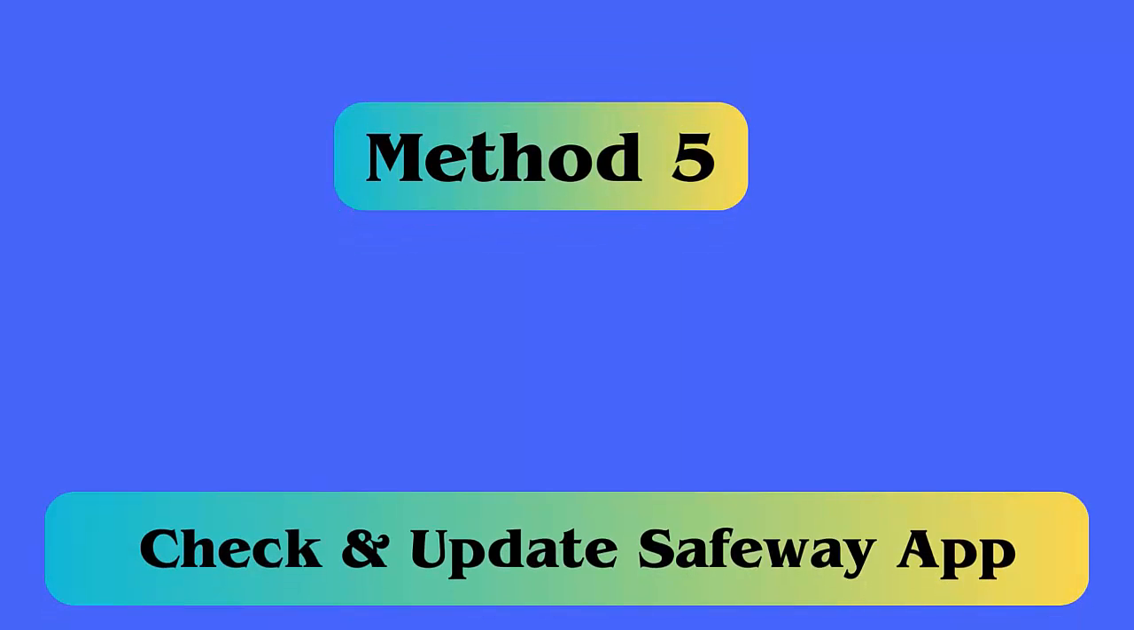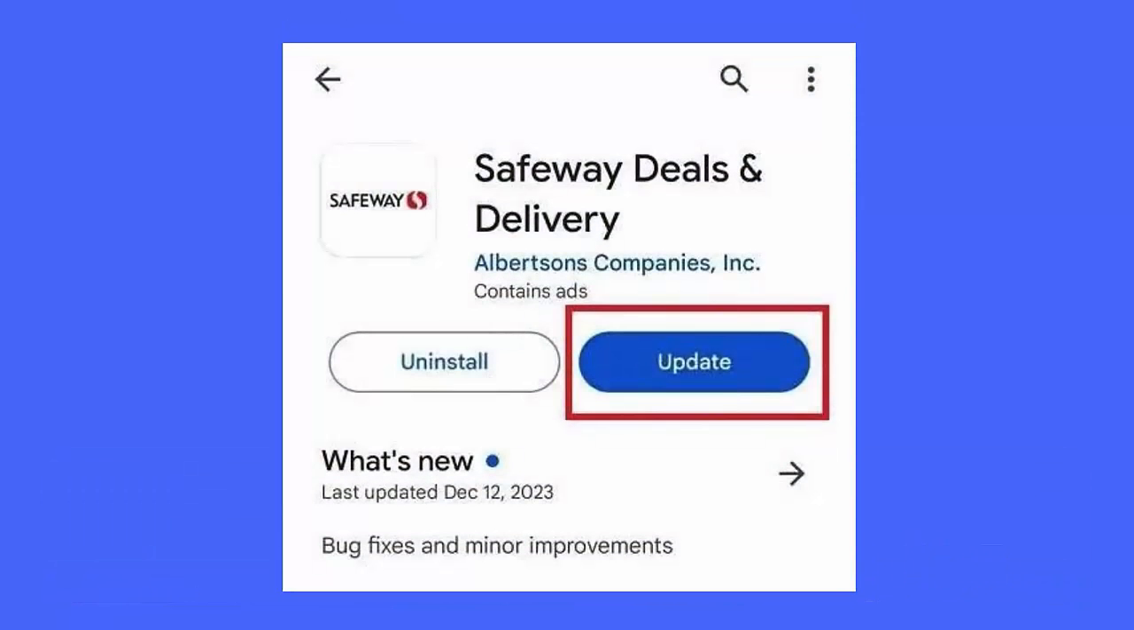Method 5. Check and update Safeway app. Follow the steps. First, open Google Play Store on your phone. Now, search for Safeway app. Then, see if any update is available and click on Update.